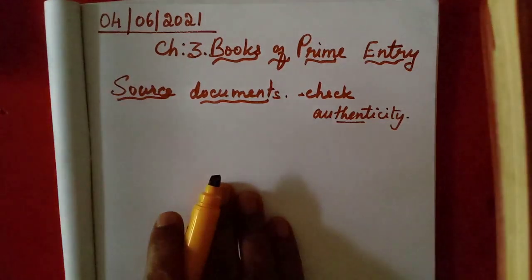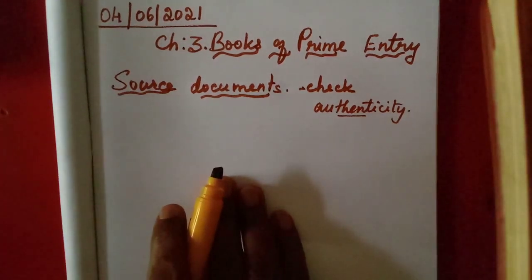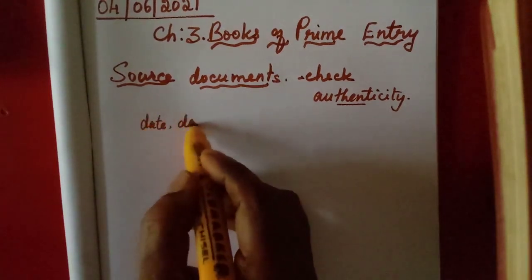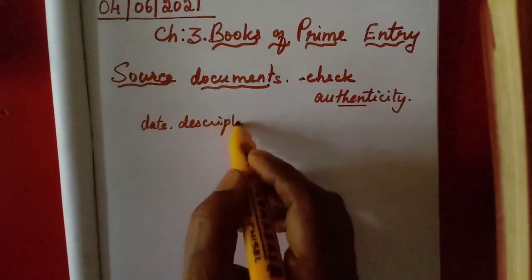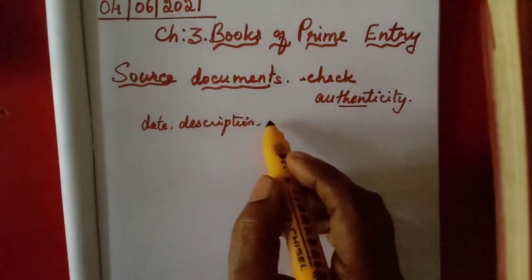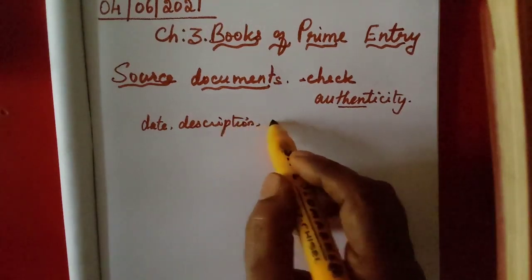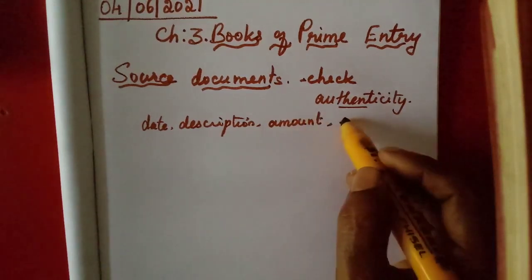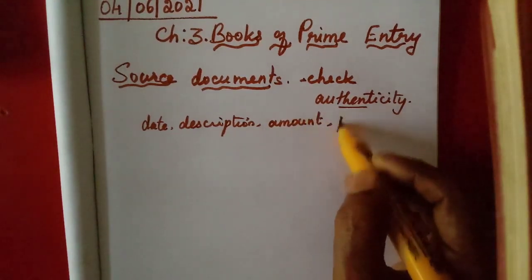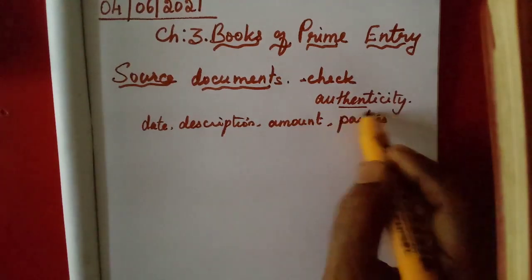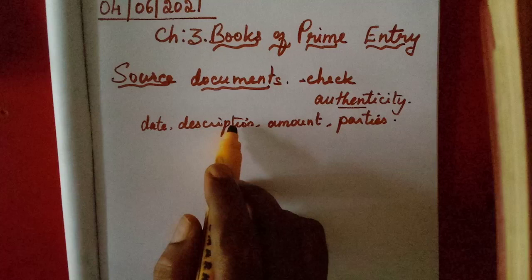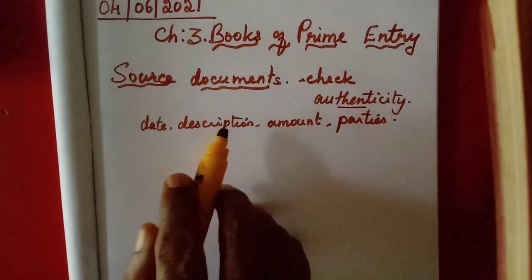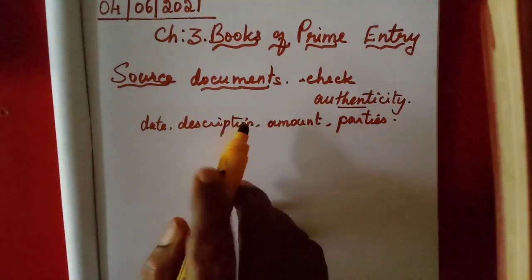In the source documents, they will show first the date, then the description of the goods sold, what they have sold. If it is a cash document, there will be the description, then the amount. Then both the parties will be there, the buyer as well as the seller, because if we issue a cash memo, the company's name and address will be printed, and the name of the person to whom it is issued also will be there.